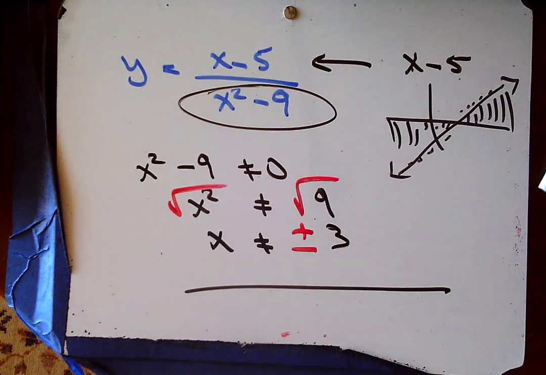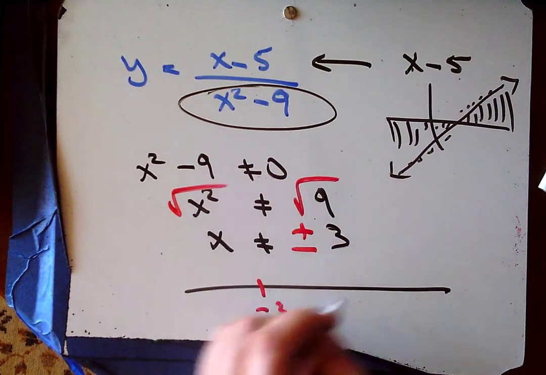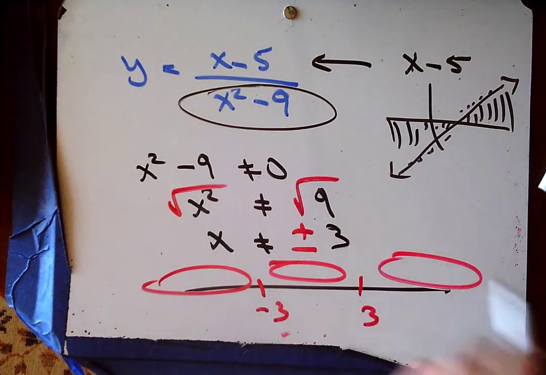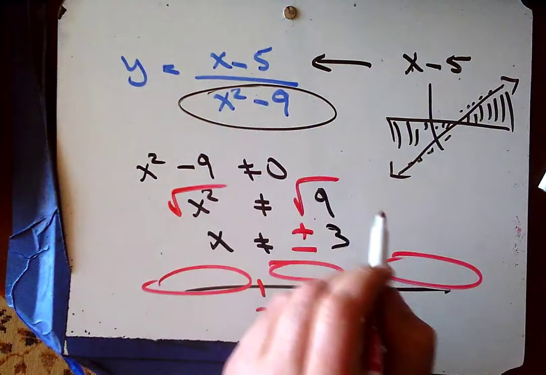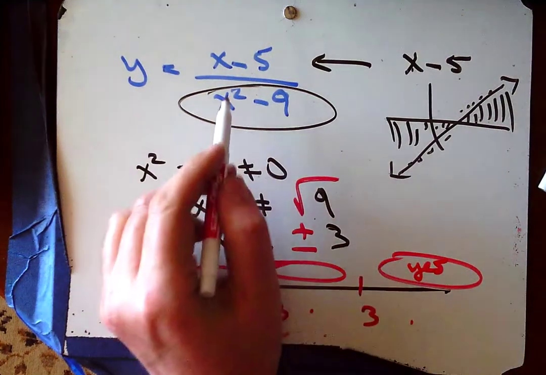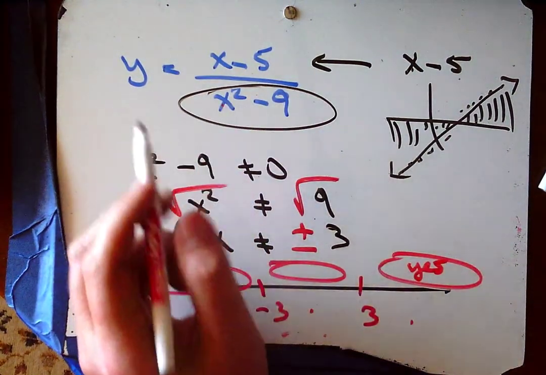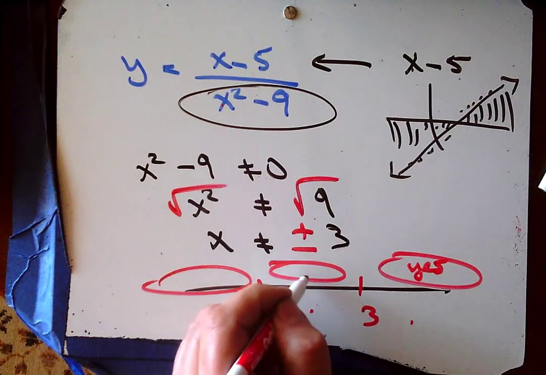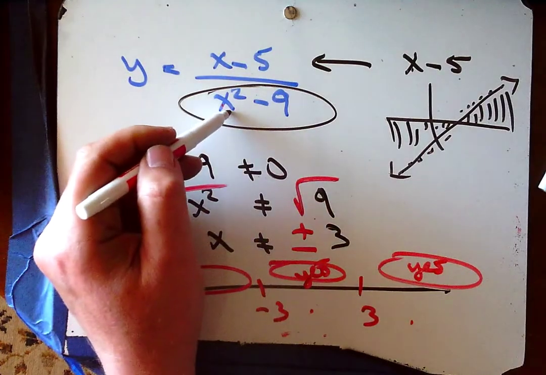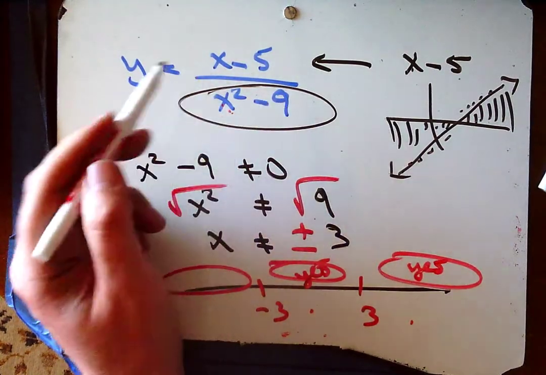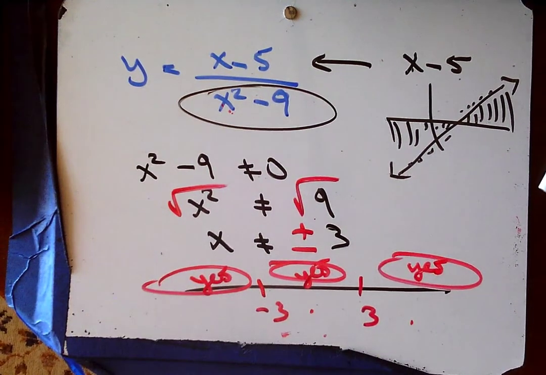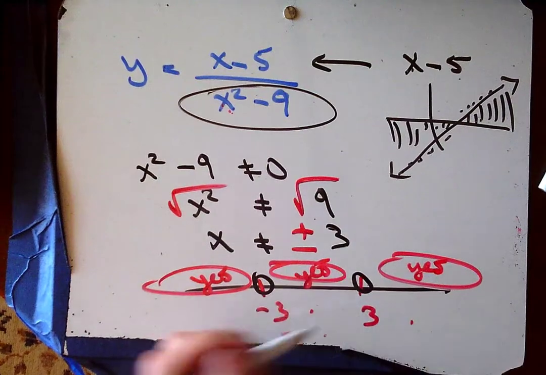So I got my number line, and I've got negative 3, positive 3. And if I test these intervals, if I plug in a 4, 16 minus 9, that's not 0, that's a yes. And if I plug in a 0, 0 minus 9 is negative 9. It's no problem having negative 9 in the denominator, that's a yes. And if I plug in negative 4, I get negative 4 times negative 4 is 16 minus 9. Hey, that's a positive number. I can have a positive number in the denominator. The only numbers that don't work are these two numbers.